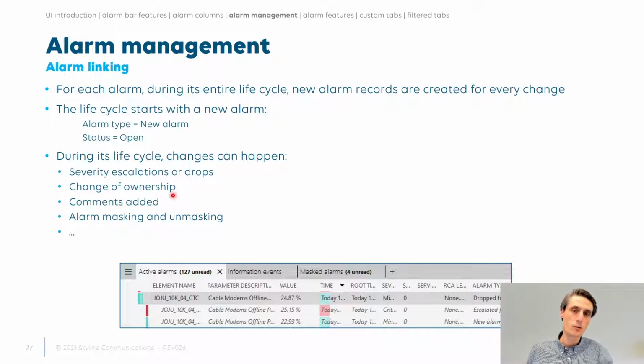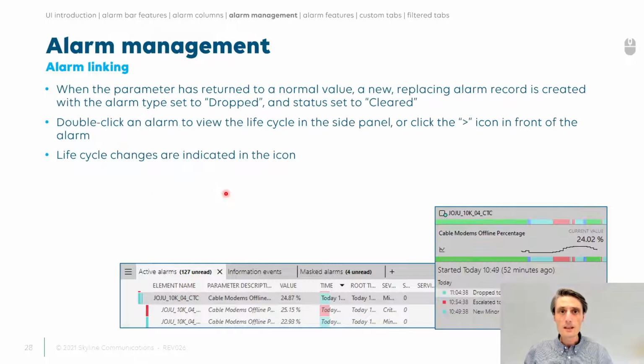Now, first of all, the alarm linking. As I mentioned before, an alarm starts in the DataMiner system as a new alarm, and it is open. Then over time, the severity can escalate or drop. Somebody can take ownership. Maybe some comments were added. All these kind of things can happen throughout the life cycle of an alarm. Now, when the alarm is back to normal, it will disappear from your system and then it's gone.